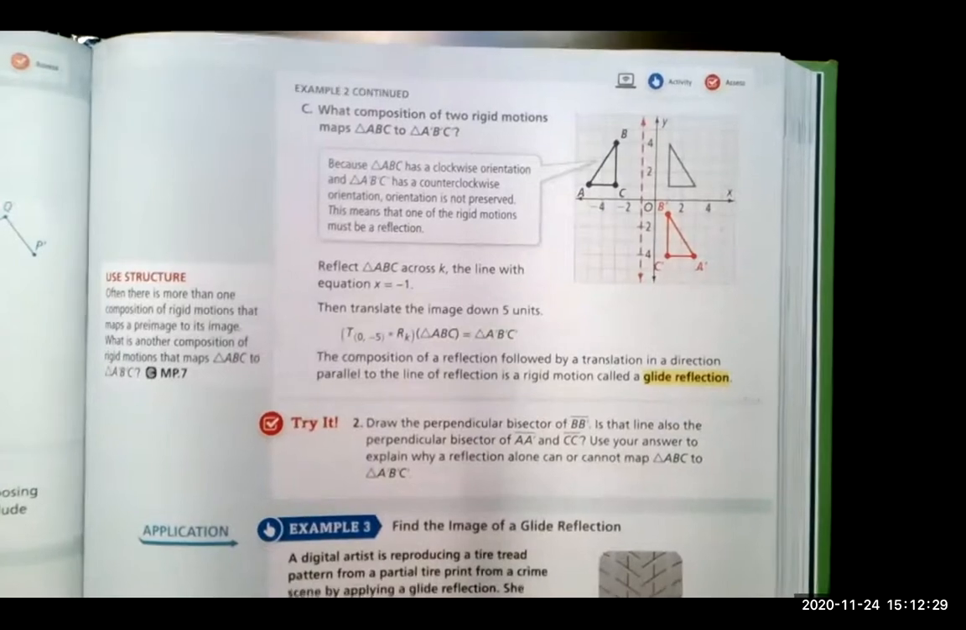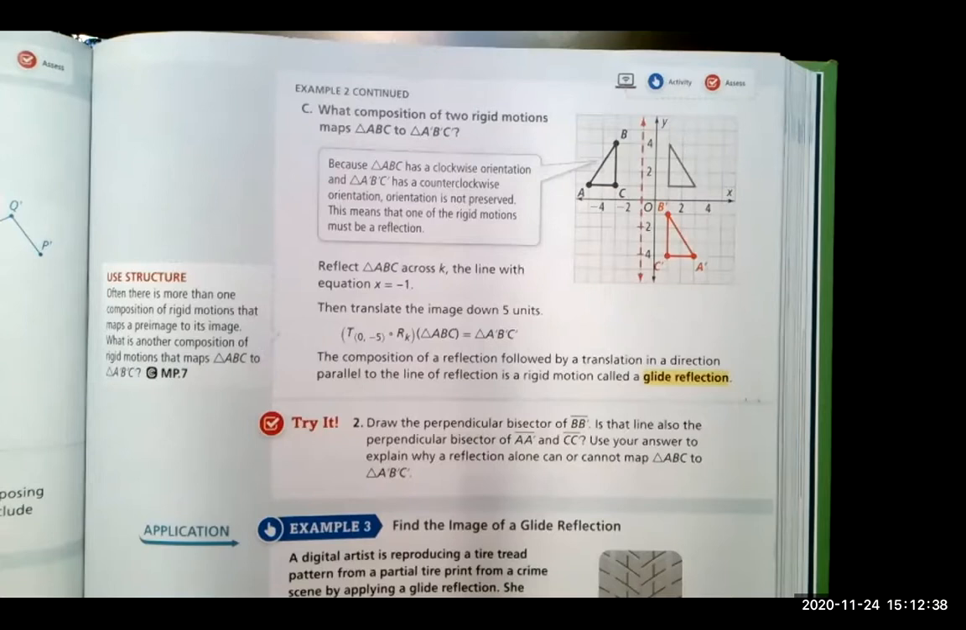So part C. What composition? So now we're allowed to do multiple transformations, two rigid motions that map the pre-image to the image.